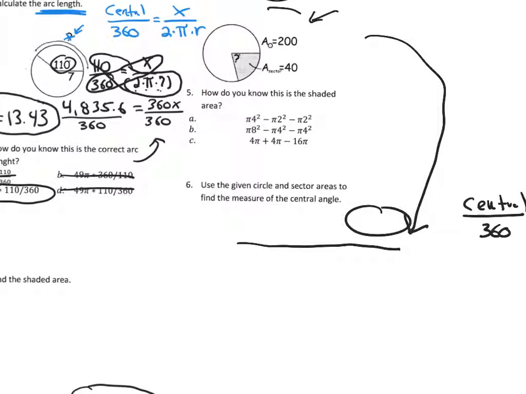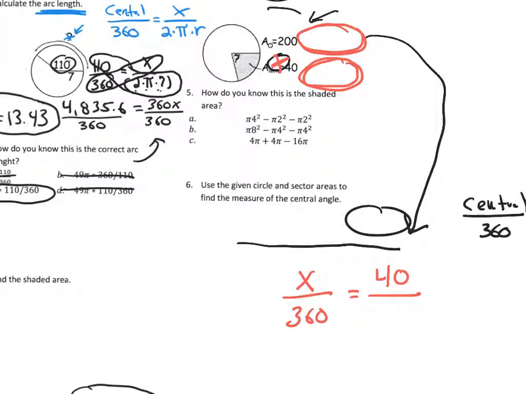So we don't know the central angle. That's where our x is. If you look up here, I'll put it in red. We have an x right here. So we're going to do x over 360 equals, they give us the sector area right here. They tell us it's 40. So 40 over, and they also give us the area of the entire circle, 200. So we don't even have to actually use the formula because they give us the answer. Now it's just a cross multiply problem.